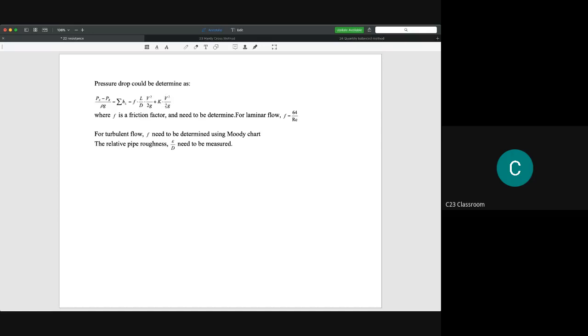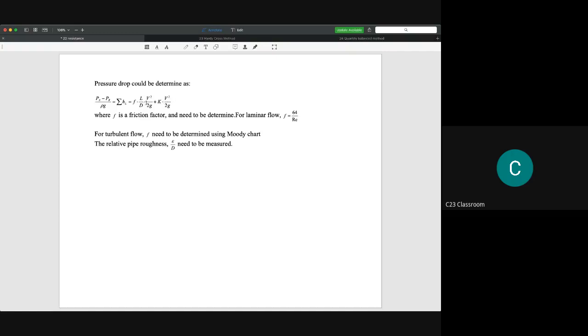And minor loss here depends on the parts of the pipe system. If you have bending, if your pipe is rough, you have parts like decrement of pipe size, increment of pipe size, and then you have a pump or turbine and so on and so forth. So this is the minor loss.